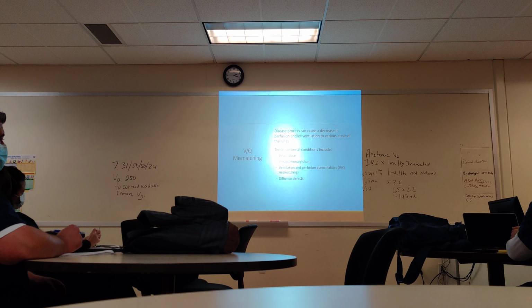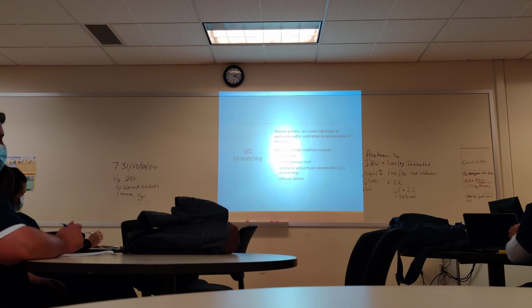Now we also have things like shunting, where you're having blood flow, but it's not touching particular parts of the lungs, or maybe you don't have enough hemoglobin in your blood to carry oxygen, so there's all kinds of problems with that. And that's going to be our VQ mismatching, or ventilation perfusion abnormalities. We have to diagnose these with a CT scan, or you can do a VQ scan.